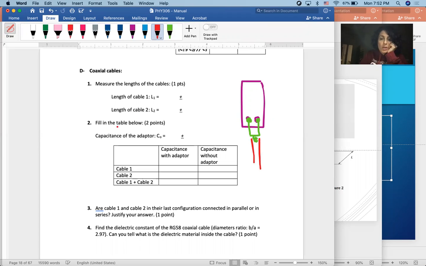In other words, you were supposed to measure the capacitance of the adapter without the wire, and then with the wire, because this is what you measure, and subtract the adapter from it. Then you repeat for cable 2 and subtract the adapter, because you don't want to measure the capacitance of the adapter itself. Eventually you connect cable 1 and cable 2 together to measure the equivalent capacitance.